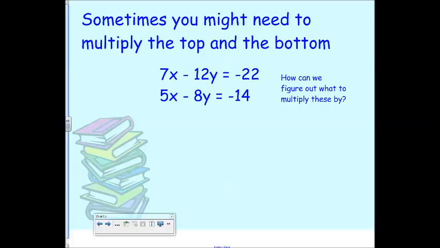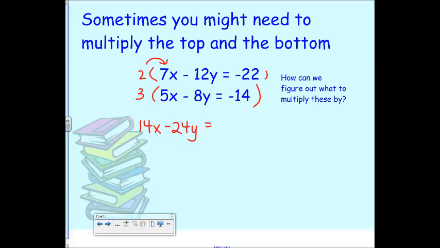By all means, yeah. This one I'm going to multiply by 2. This one I'm going to multiply by 3. And I just have to multiply straight across. So what's my new top equation? 14x minus 24y equals negative 44. Great job. All right, and on the bottom, I'm multiplying by 3.